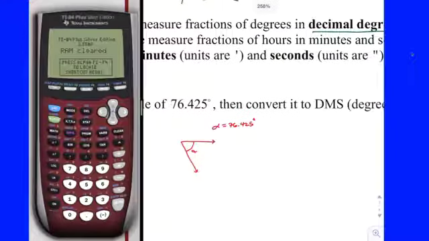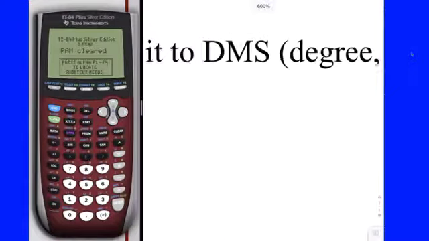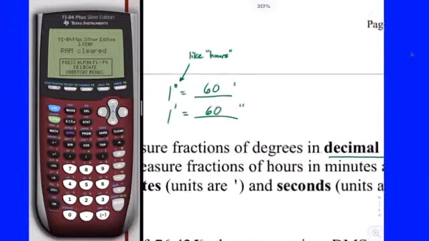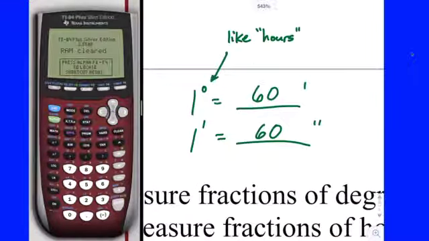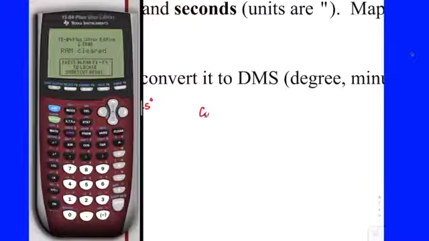But now we want to convert it to degrees, minutes, seconds. What we're going to do is pretty much what we did in the warm-up when we converted hours to hours, minutes, seconds. Because we learned yesterday, just like with time, 1 degree is 60 minutes, so degrees act like hours, and 1 minute is 60 seconds, so we can use the exact same conversion factors. When I talk about conversion factors, these are fractions that are equivalent to one.